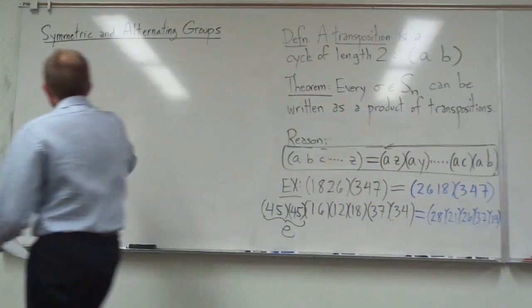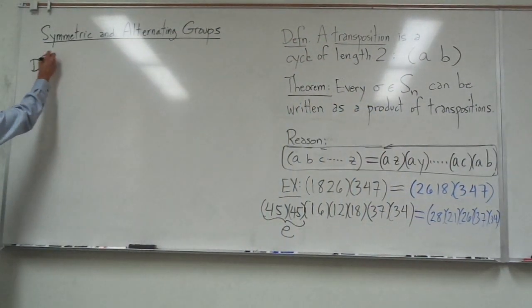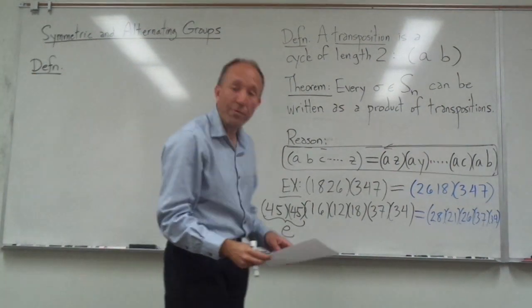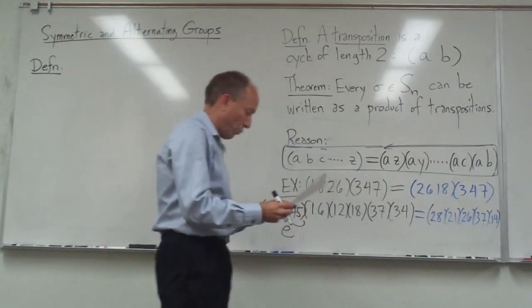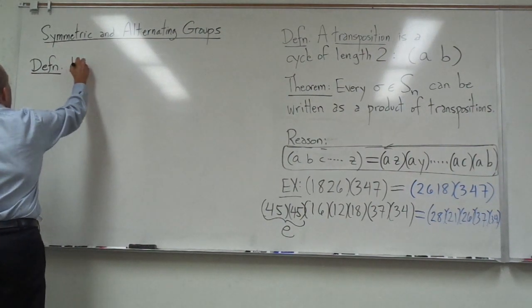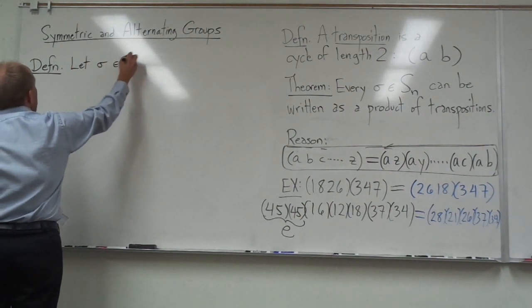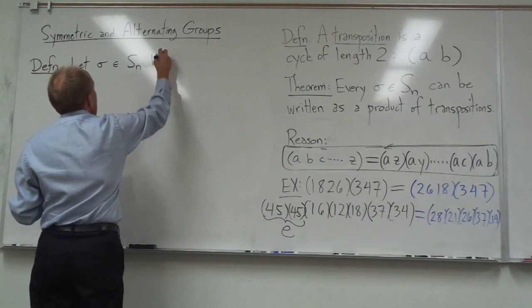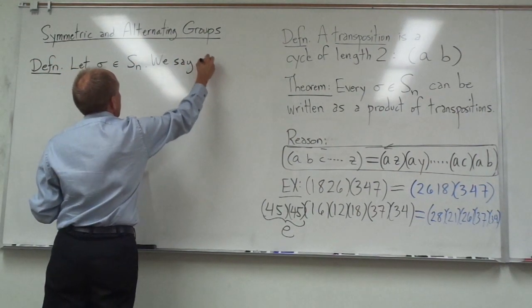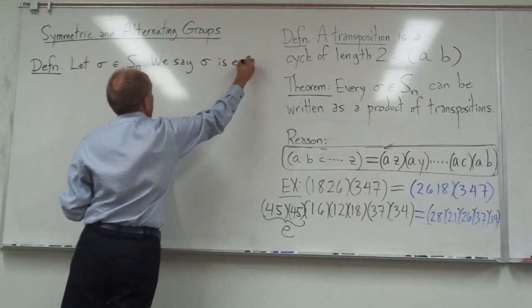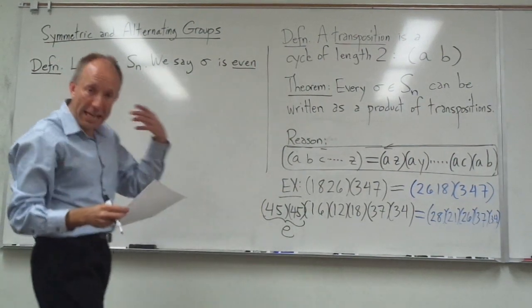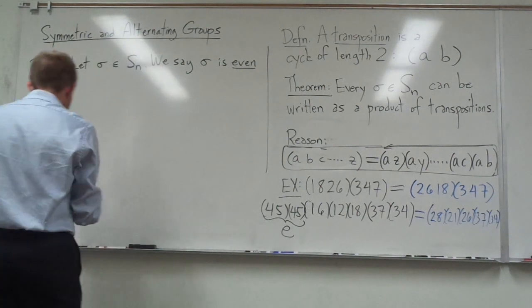Let me put a definition over here for you. And this is going to be the basis for creating this alternating group. So here's my definition. Let sigma be an element of Sn. We say sigma is even. Sigma is an even permutation, right?